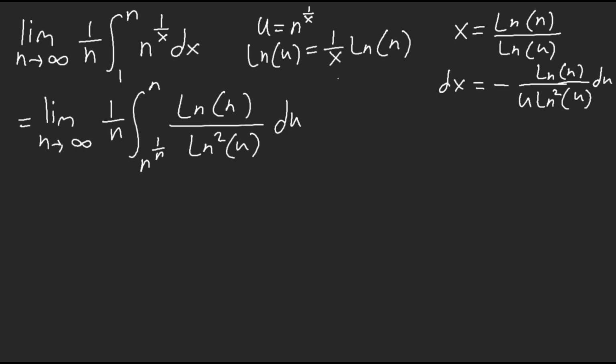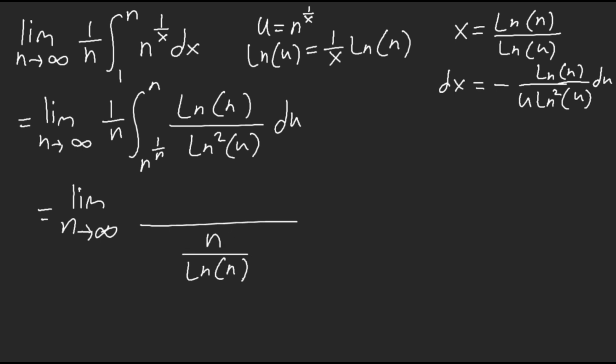Okay, now what? What on earth do we do now? Of course, let's rearrange this a little bit. Let's add an ln of n. This is equal to n ln of n, like that, and we have our n to the 1 over n here, du over ln squared of u. So clearly, we don't know what this is actually.